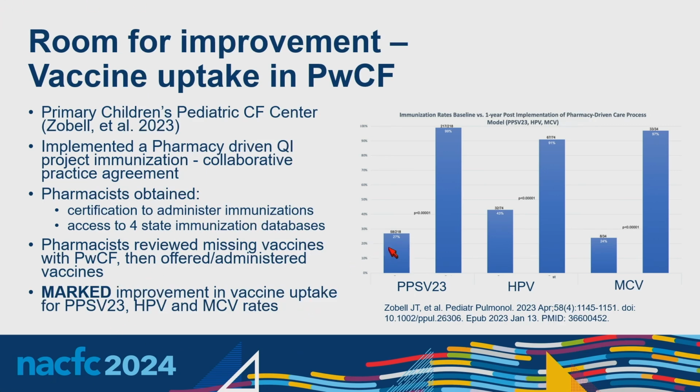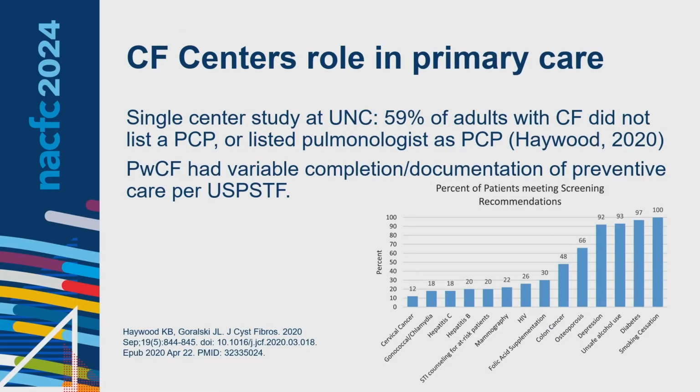You can see that there was actually marked improvement in uptake of the polysaccharide pneumococcal vaccine from 20% to above 90%, for HPV vaccines from 40% to above 90%, and for meningococcal conjugate vaccines from the 20s to 97%. So I do think that there's an important role for all of us to play in ensuring that our patients are vaccinated.